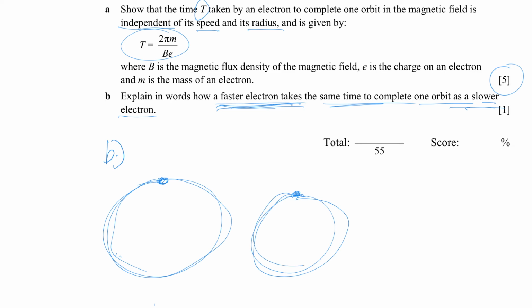So you're just going to write in words there. You're going to say that the faster electron, just 1 mark, the faster electron travels in a circle with larger radius. That's all.